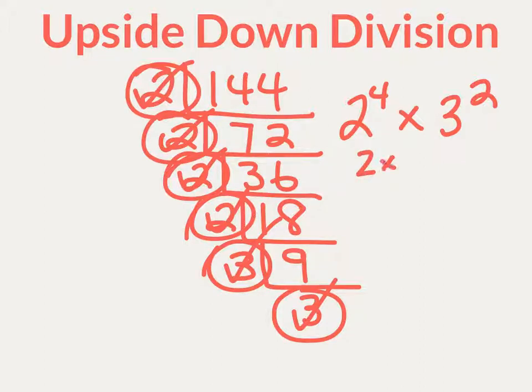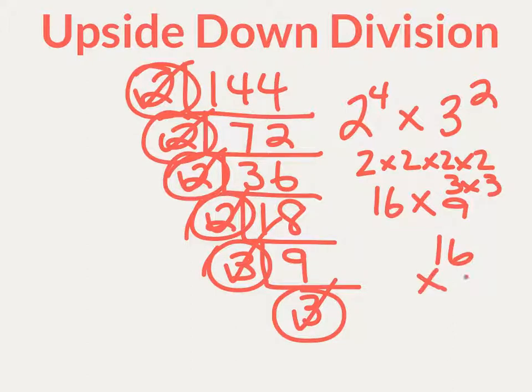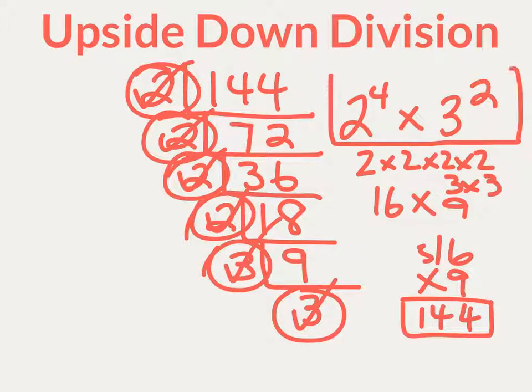And we know that 2 times 2 times 2 times 2, or 2 times 2 is 4, times 2 is 8, times 2 is 16, times 3 times 3, and 3 times 3 is 9. 16 times 9 brings us right back to 144. The prime factorization of the composite number 144 is 2 to the 4th power times 3 squared.